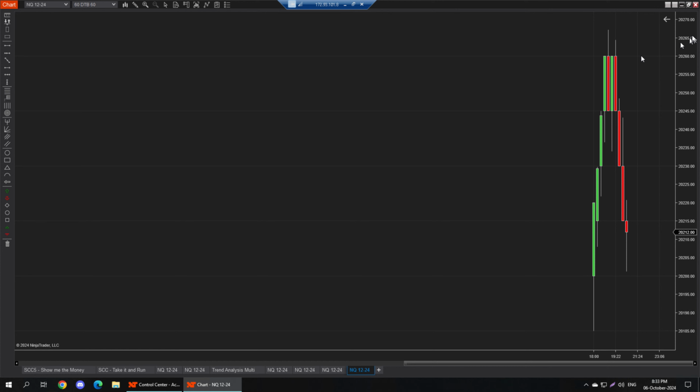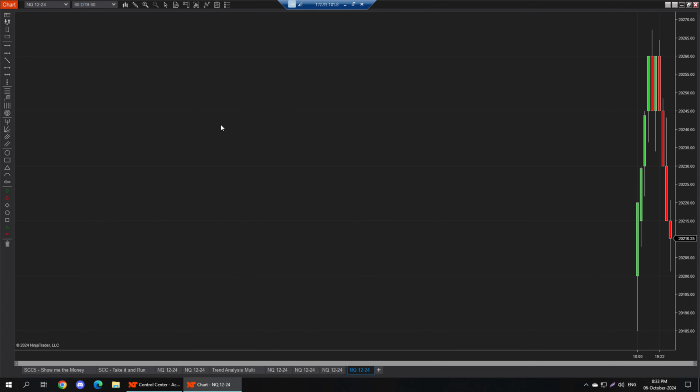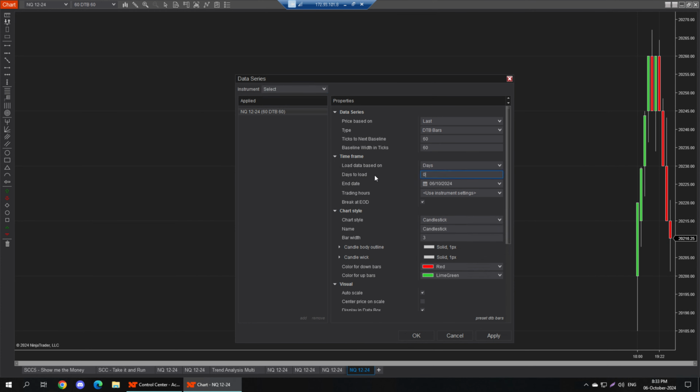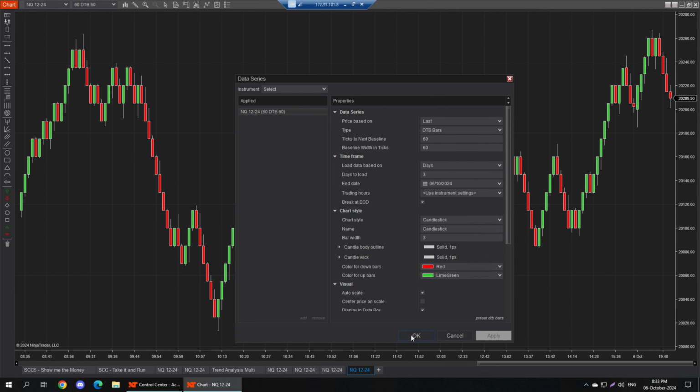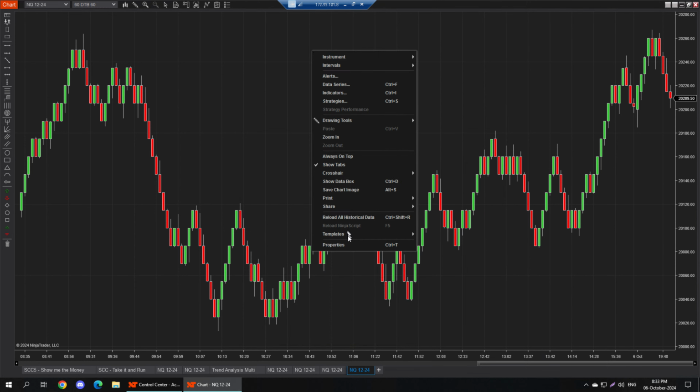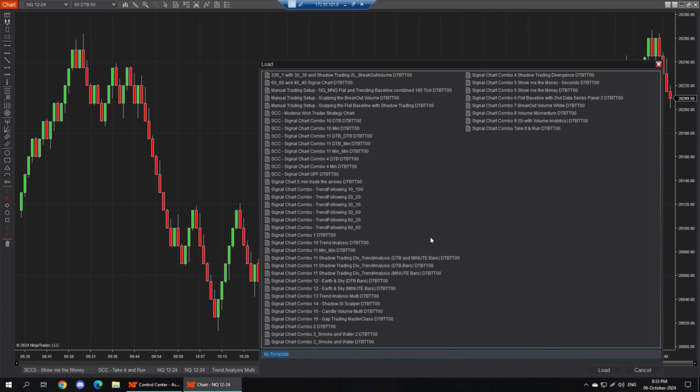Okay, so 60-60, might have to throw in a few more days. Yeah, that's not going to cut it. Maybe later on in the week, you know, 0 days will be fine. Okay, so if I go template and I go load, I'm going to go to that 60-60 bar.